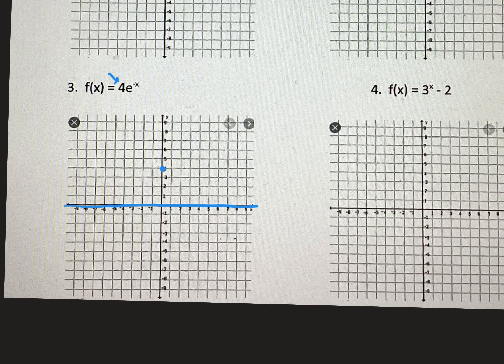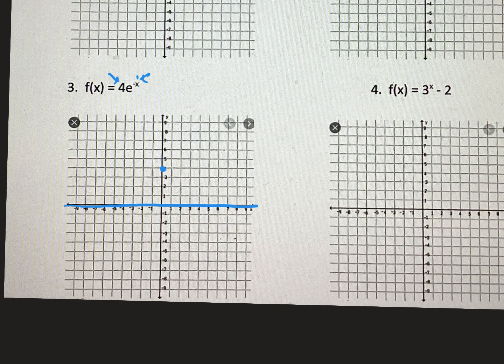And e, now, because there's a negative exponent, it really flips the e, which also makes it decay. So if I put in 1 to the right, which would be -1, I'm going to punch my calculator. 4 times e to the -1 power. Let's see what I get.